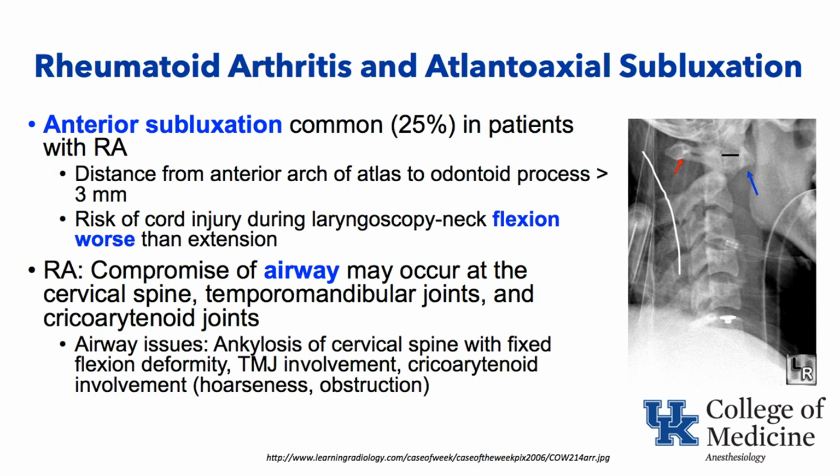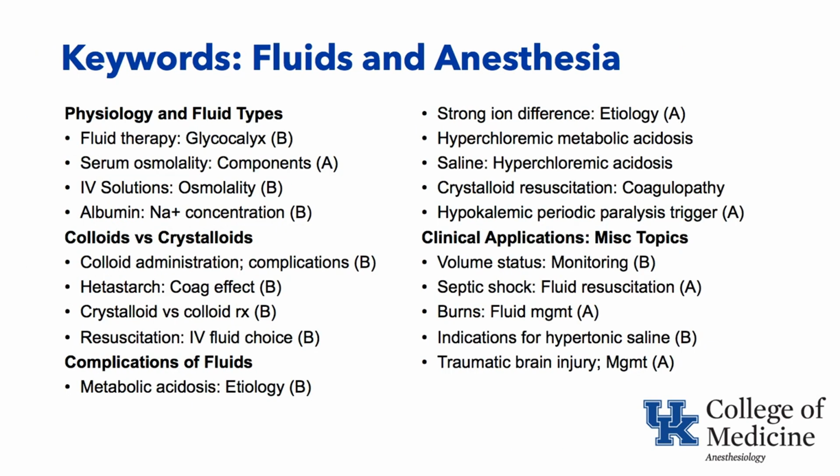Rheumatoid arthritis can also compromise the airway by reducing cervical spine mobility, mobility of the temporomandibular joints, and the cricoarytenoid joints, and you can see why you should spend considerable time evaluating the airway of a rheumatoid arthritic patient to make sure that maybe you need to do an awake fiber optic intubation or have a glide scope or a fiber optic scope available in the room.